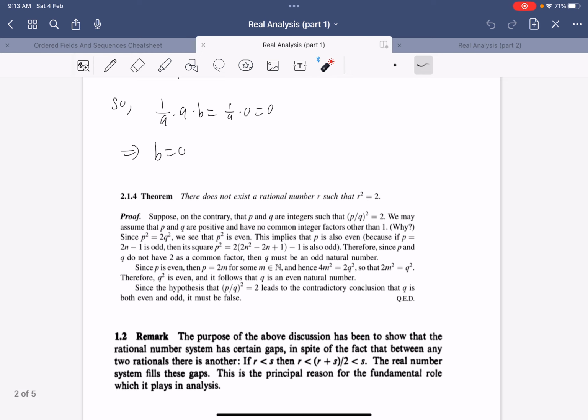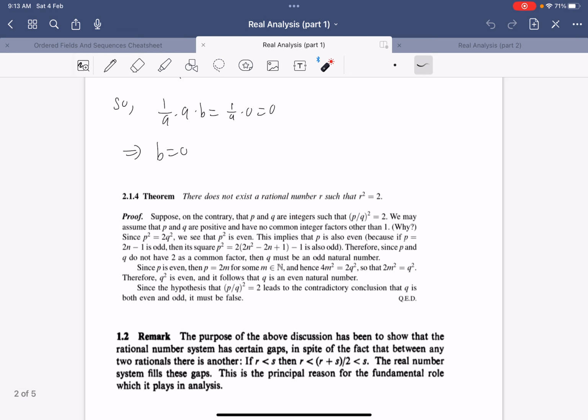And you can read the proof about why there does not exist a rational number such that r squared equals 2. That's because if you were to write r as p over q, when you square it and bring over, you get p squared equals 2q squared. And so this means that p squared is even. And if p squared is even, it implies that p is even.